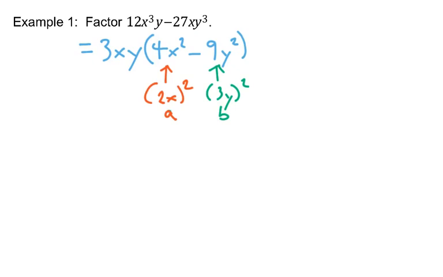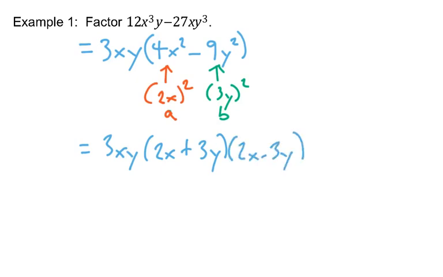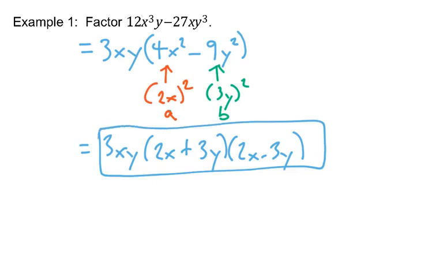Here's what that would look like altogether. 3xy, a plus b, I'm writing what I mean by a and b, and a minus b. So 3xy times 2x plus 3y times 2x minus 3y. Now you know this can't factor any further because these are 2-term polynomials. Neither one of them is a difference of squares. You've gone as far as you can go. Factored completely. How'd you do? Hope you got it right.